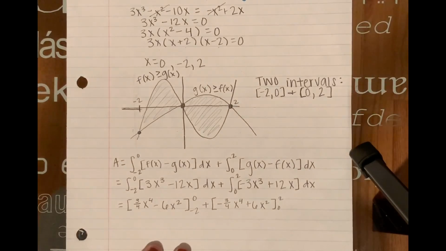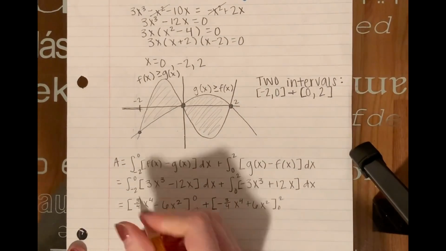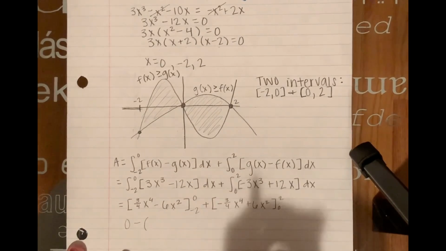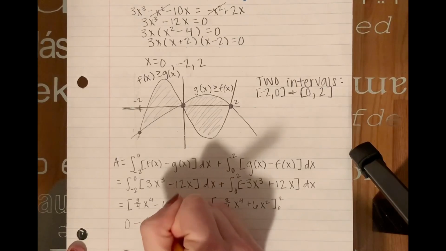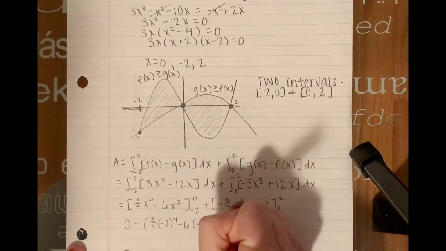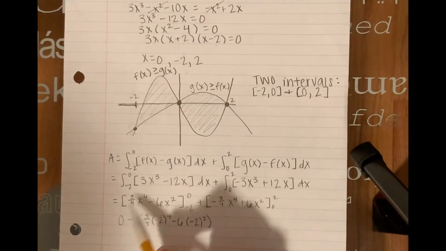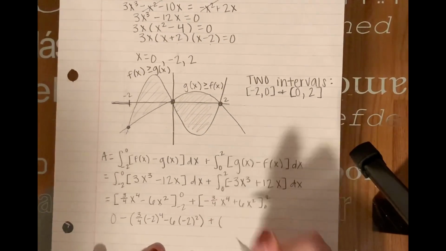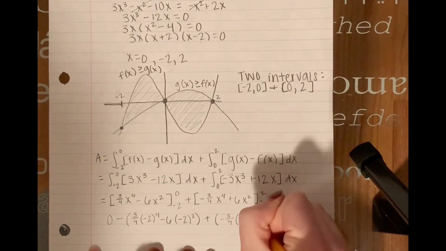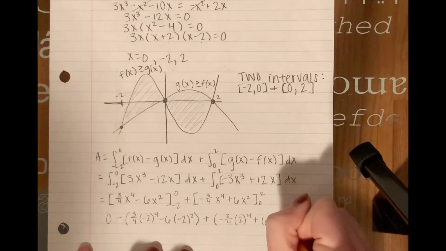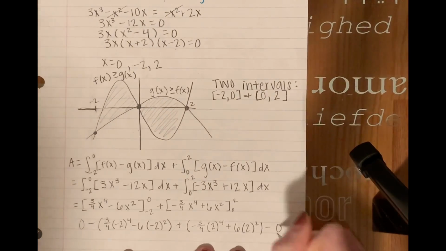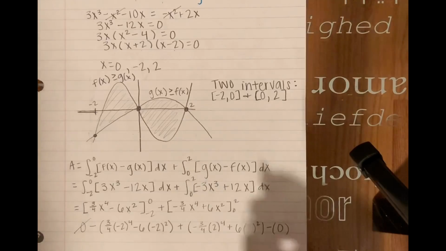And then you just plug in. So first we'll plug in 0. So we'll have 0 minus 0, so that's done, minus. Plug in -2, so you have 3/4 times -2 to the 4th minus 6 times -2 squared. So that part's done. And then we do plus, plug in 2, -3/4 times 2 to the 4th plus 6 times 2 squared. And we're going to subtract 0, which is just going to be 0. So both of those go away.